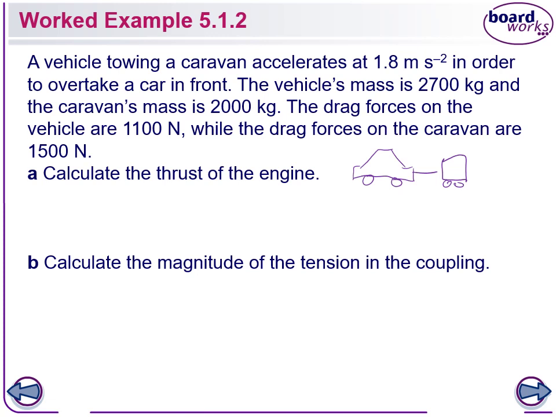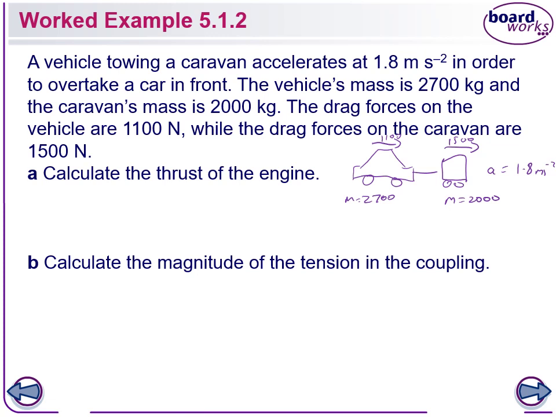Now, we put in the information we know. We know the caravan's mass is 2,000 kilograms. We know the car's mass is 2,700 kilograms. We know that we have drag forces. So on the car, it is 1,100 newtons. Sorry, I need to give you more room. 1,100 newtons. And on the caravan, a drag force of 1,500 newtons. And our key point is the acceleration of this whole system is 1.8 meters per second squared.